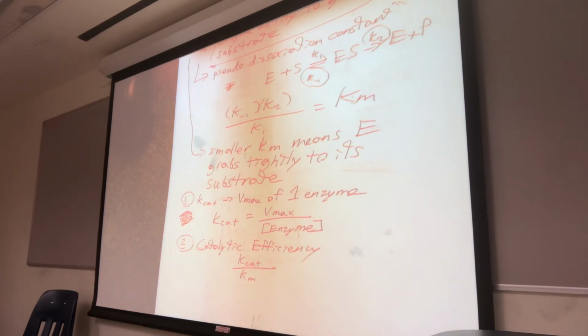Now, what is catalytic efficiency? Catalytic efficiency is probably the most important property of an enzyme because it just tells you how efficient it is. A lot of enzymes may not be efficient, but if there's plenty of substrate around, who cares? It's still going to be able to do its job. An enzyme that is efficient will be able to catalyze reactions very quickly whether there's a lot of substrate or not a lot of substrate.